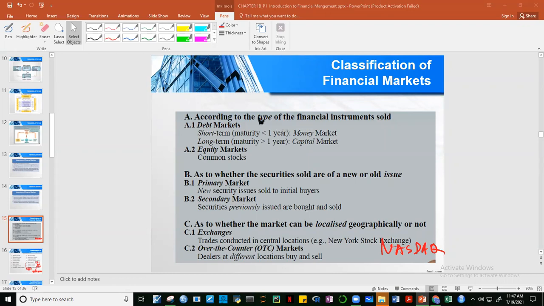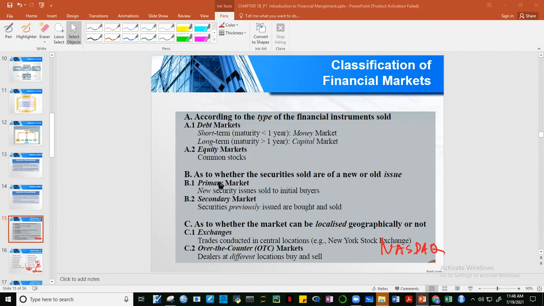You can classify markets according to the type of the instrument. So, meron siyang short-term or long-term. So, yung debt, may short-term, long-term din yan. Either short-term, money market yan, long-term, capital market. Pag equity, guys, so it's still part of the capital market. They also call yung equity markets as capital market. It's still part of capital markets.